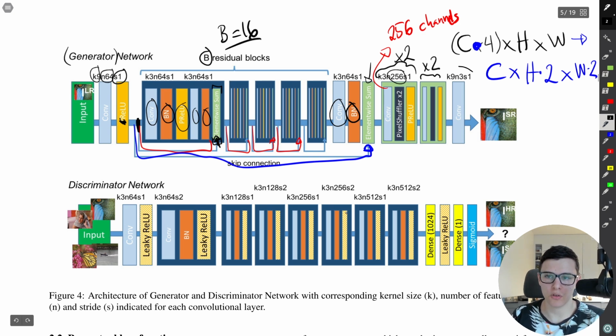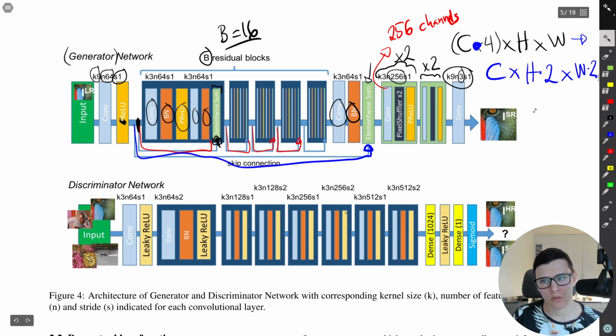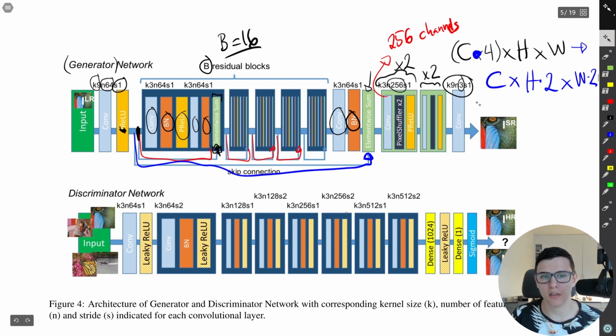And so at the end, they just use a kernel size of 9 to 3 RGB channels and then stride of 1. And that is your upscaled image. Is there anything more to say here? I don't think so. So hopefully you understood the details of that. And really, this is quite simple to implement.